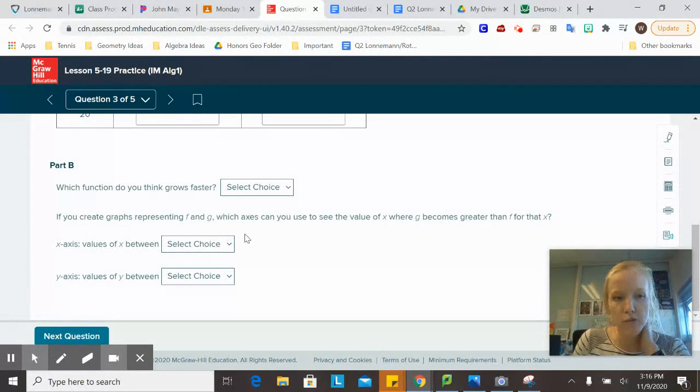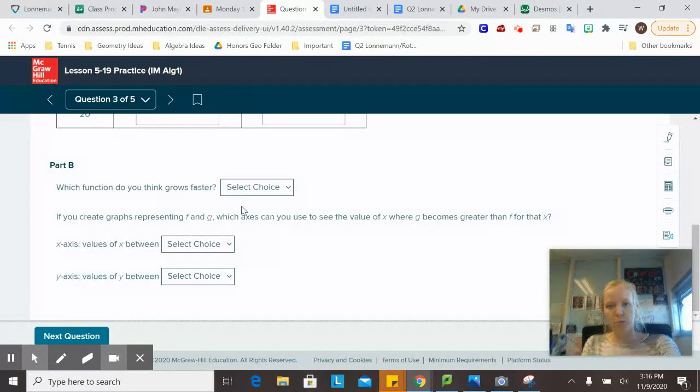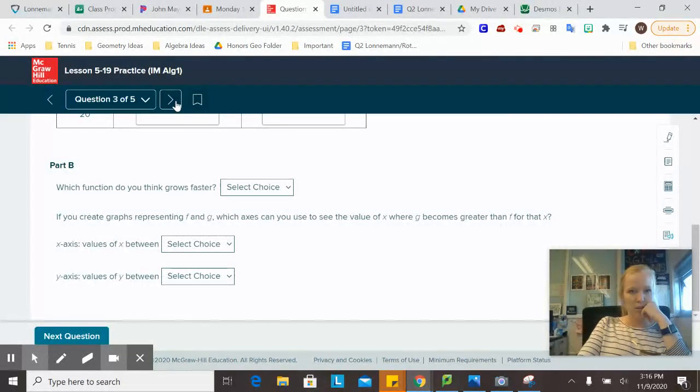Part B, which function do you think grows faster? Again, if you watched the Desmos notes video, remember exponentials always grow faster. And then think about what your x-axis and y-axis would need to be in order to show the appropriate graphs.